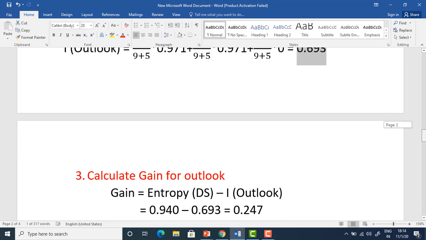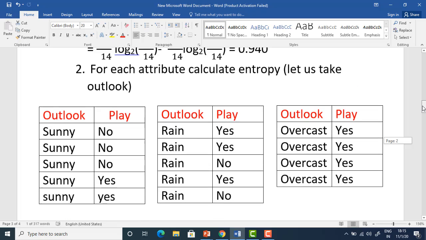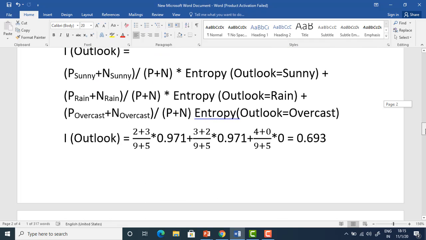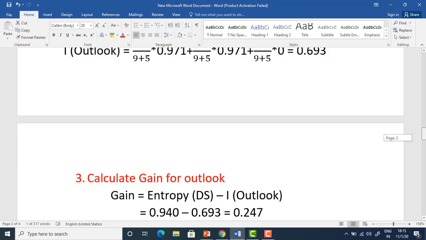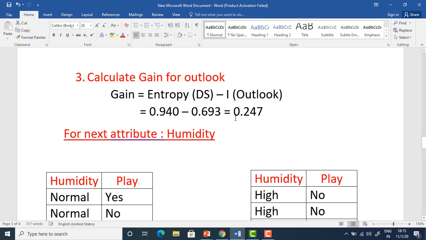The third step is to calculate the gain. The gain formula is the entropy of the total data set minus the average information entropy of the given attribute. The total entropy of the data set, if you go up, is 0.940. So 0.940 minus, for outlook, the average information entropy we got, 0.693. Substituting in the formula, we get the gain as 0.247. This is the gain value we got for the outlook attribute.